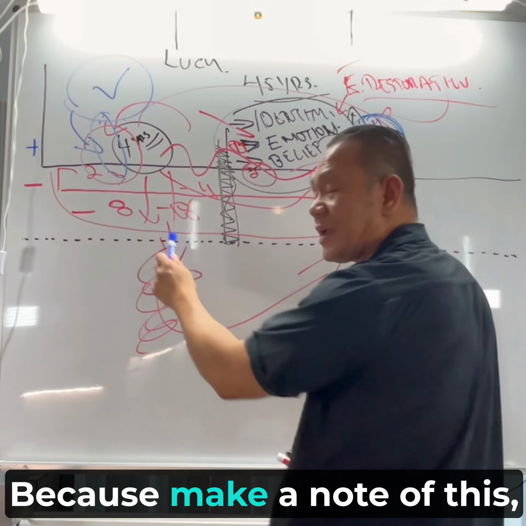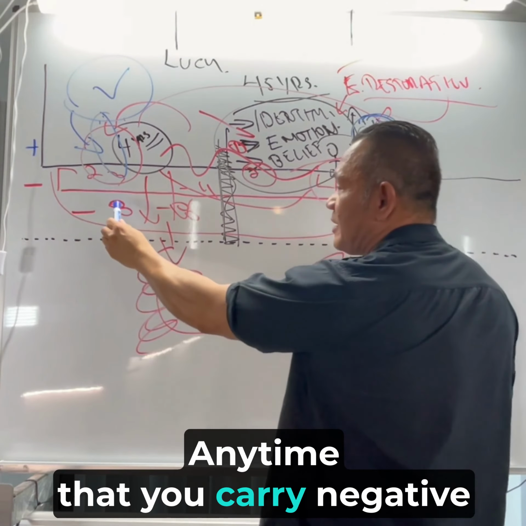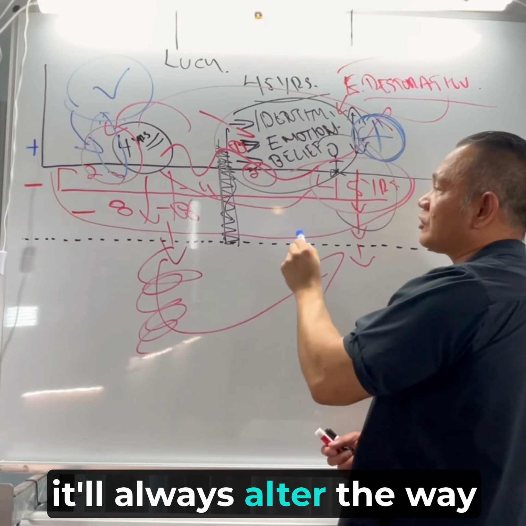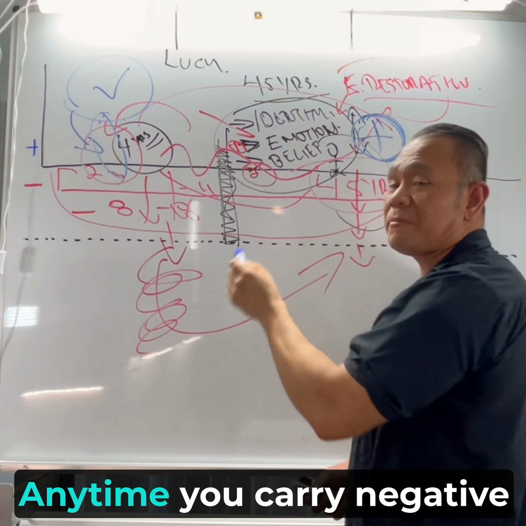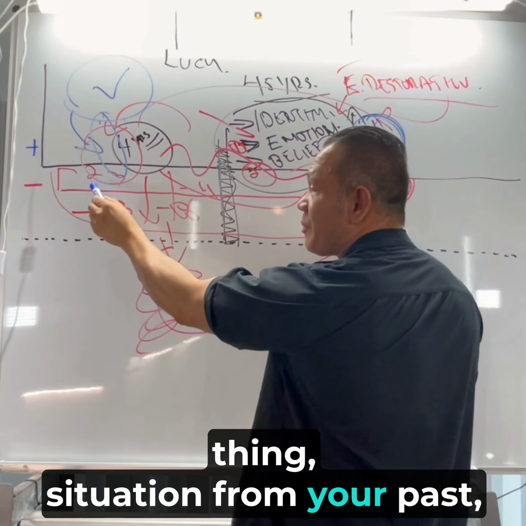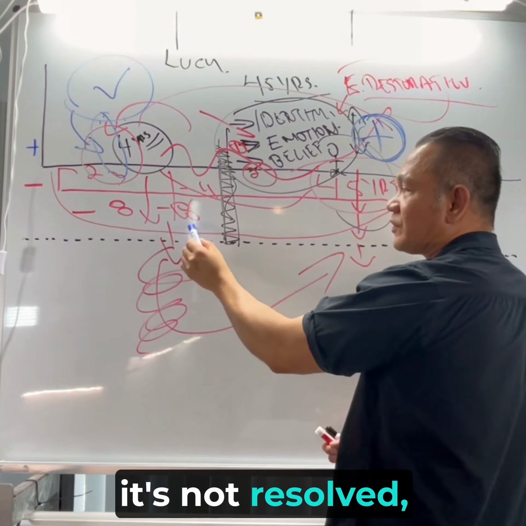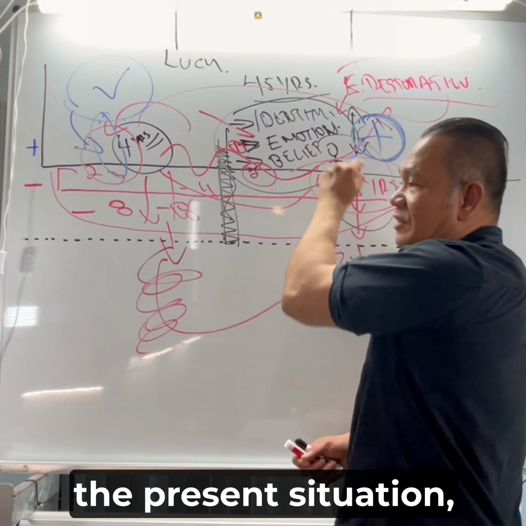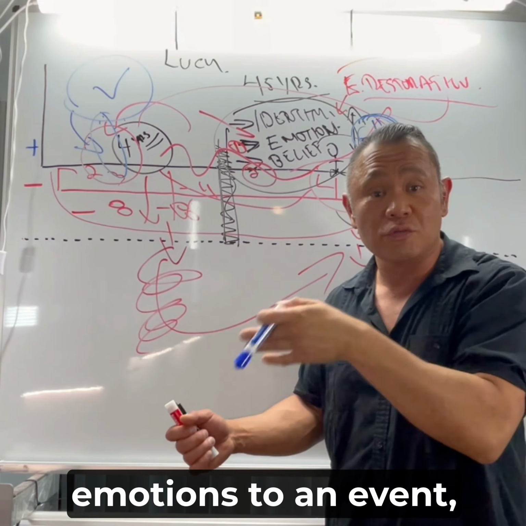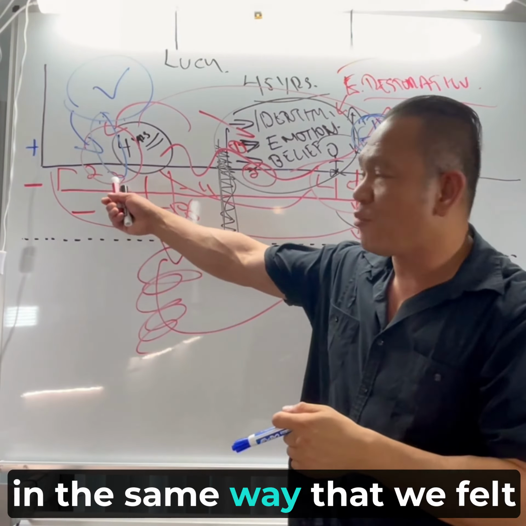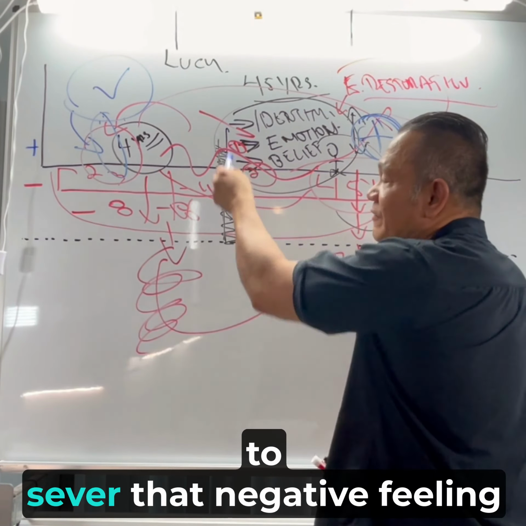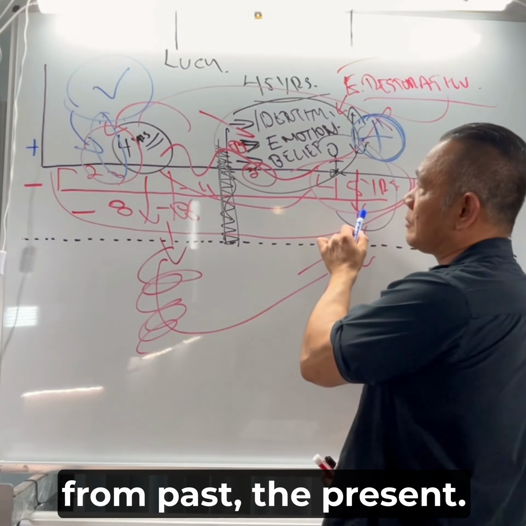Why? Because, and make a note of this, okay? Anytime you carry heavy negative emotions from the past, it'll always alter the way you look at your present. Anytime you carry negative emotions about a person, place, thing, or situation from your past, as if it's not healed or resolved, it'll always make us look at a present situation, a similar event, or similar emotions in the same negative way we felt in the past. Which is why it's so important to sever that negative feeling from past to present.